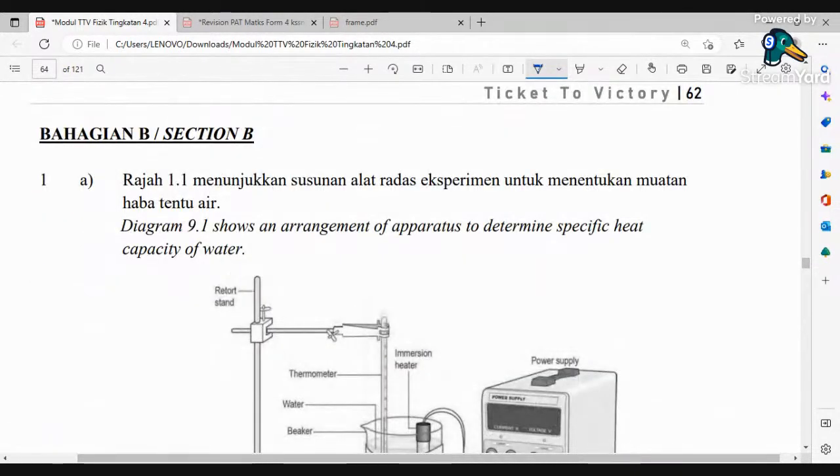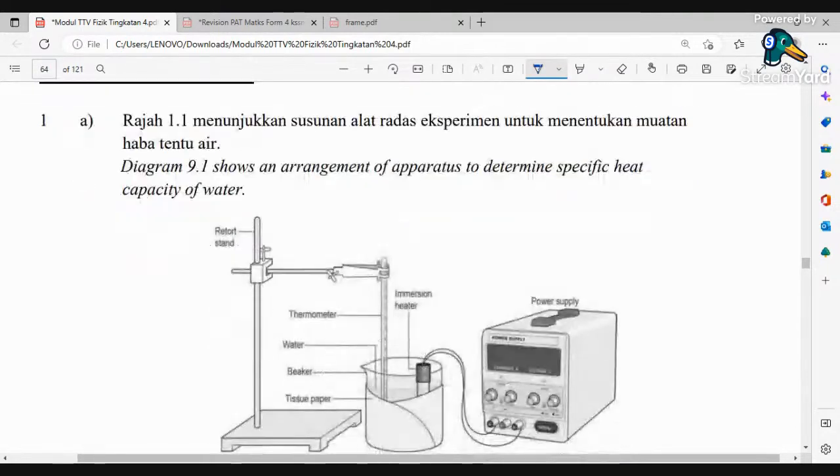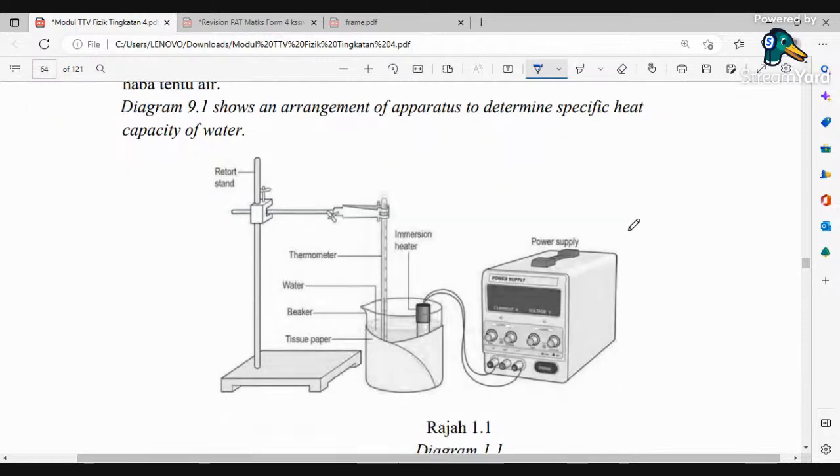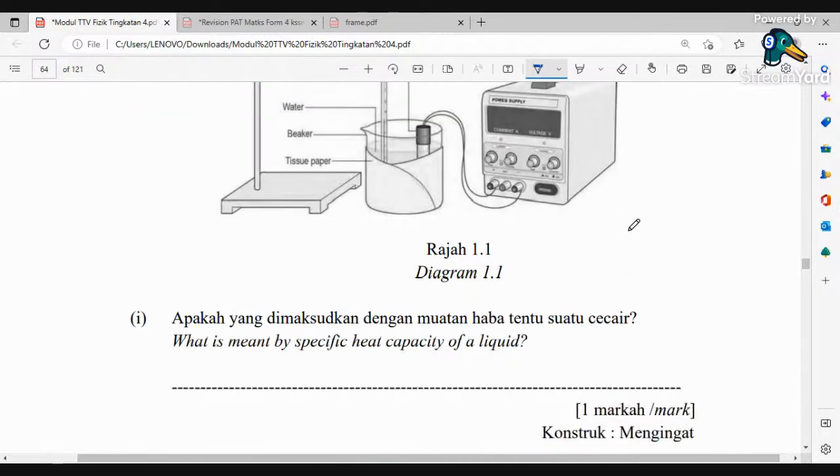Okay, soalan section B. Diagram 9.1 shows an arrangement of apparatus to determine specific heat capacity of water. What is meant by specific heat capacity of liquid? Nampak tak? Ada perkataan specific.